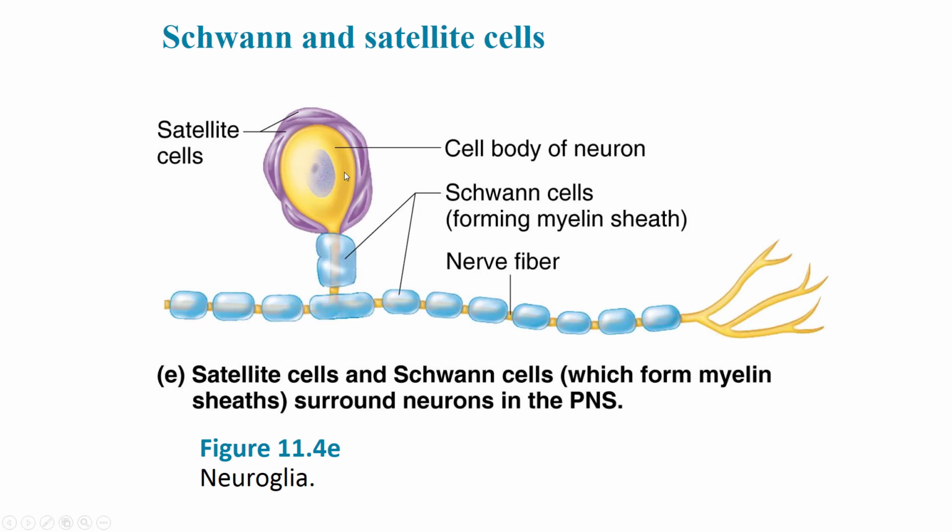And here, this is actually your satellite cells, and you could see it surrounding the cell body of a unipolar neuron. This is a unipolar neuron right here. And then right here, the axons, you could see them being wrapped by the Schwann cells and forming myelin sheaths around the axons of this unipolar neuron.